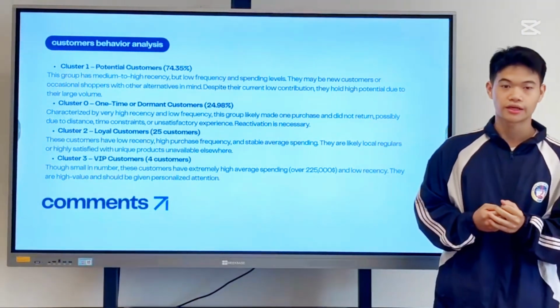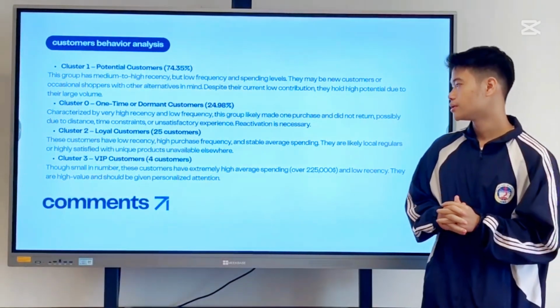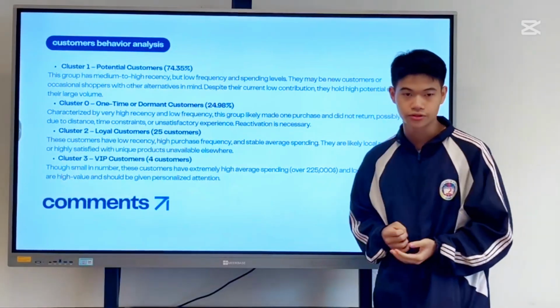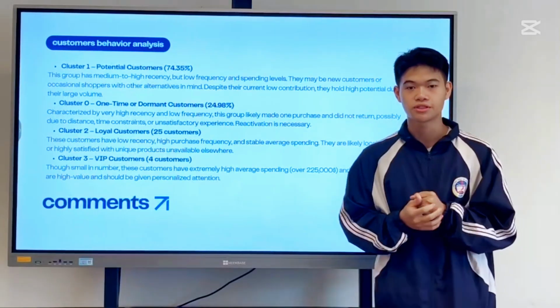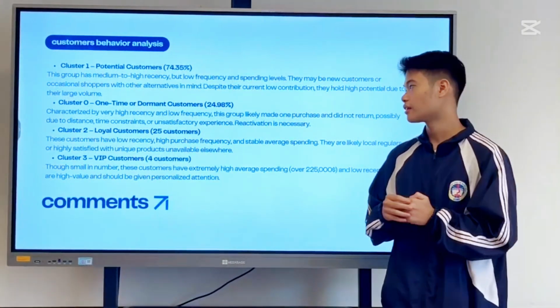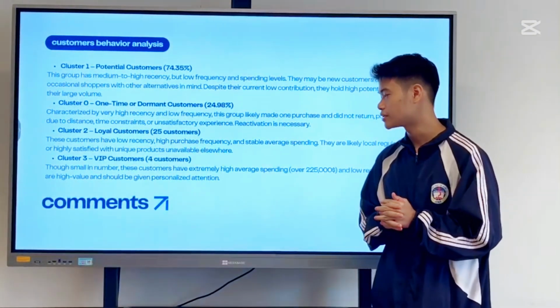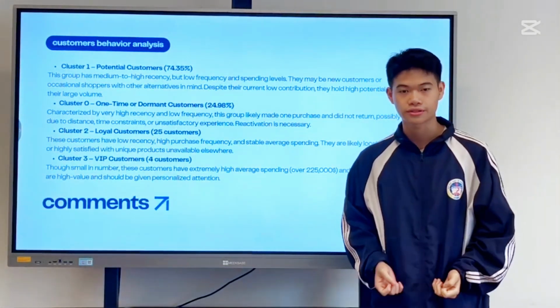The third one is the people in cluster 2. We call them smaller customers. There are just 25 people in this cluster. They show really low recency, high purchase frequency, and stable spending. They are likely local regulars or highly satisfied with some unique products which can't be found anywhere else.